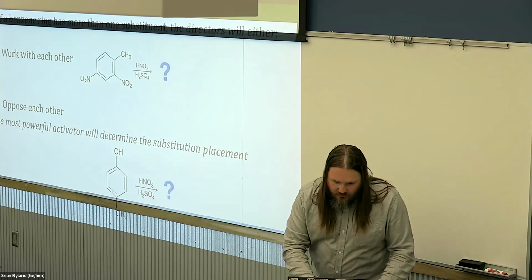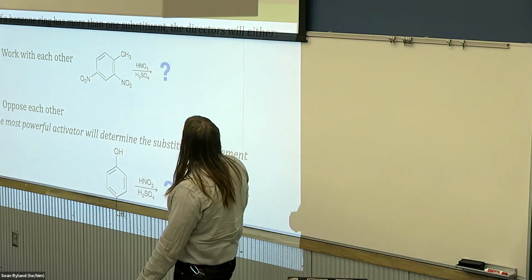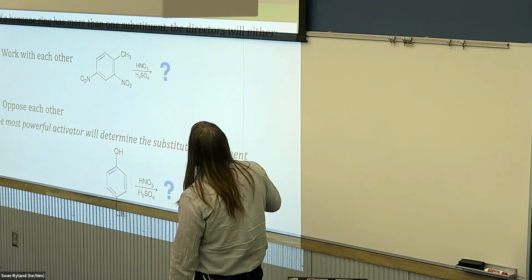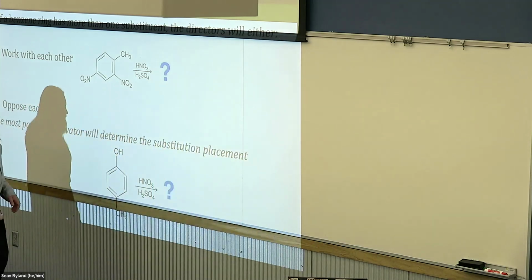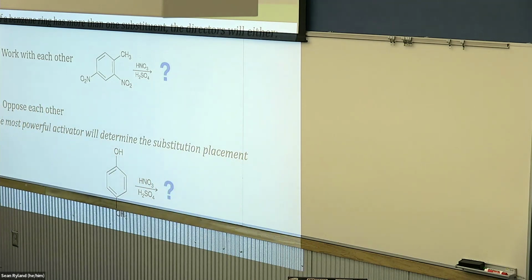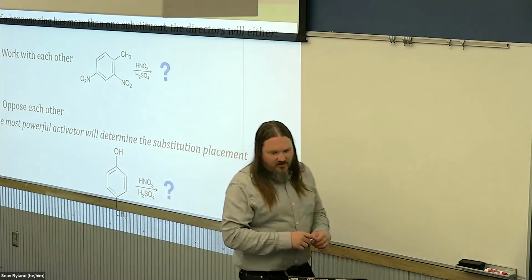All right, so quick review. The benzene ring has more than one substituent. The directors will either work with each other, like in the case of our TNT substitution, or they'll oppose each other. If they oppose, the more powerful activating, more powerful electron donating group will determine the substituent placement.